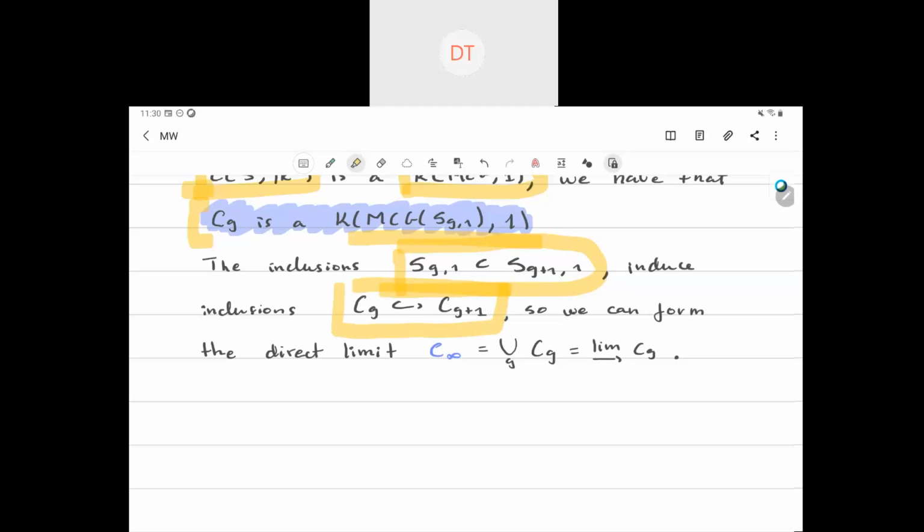And this is going to allow us, having these inclusions where we have a directed system, to take the direct limit. And taking the direct limit, we produce this C infinity. The C infinity is the object that we ultimately want. Okay. So far, are there any questions about this construction?